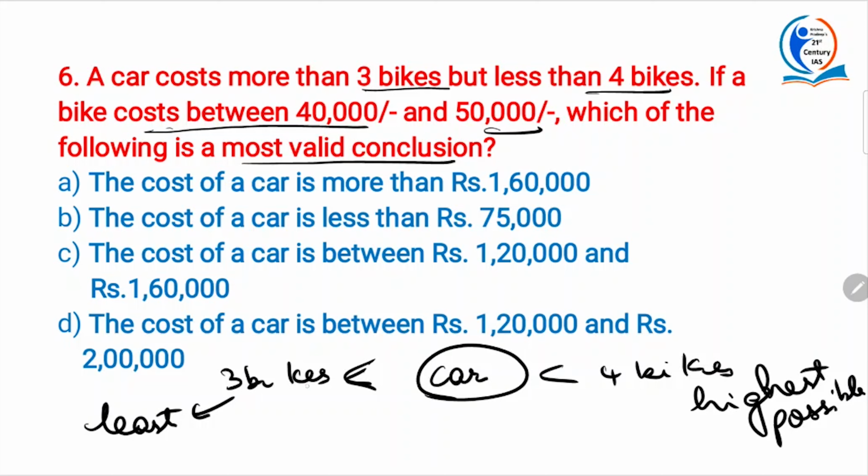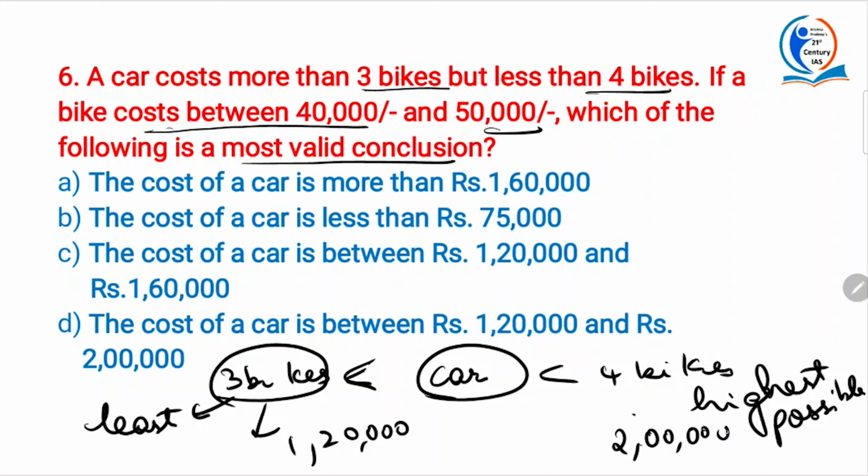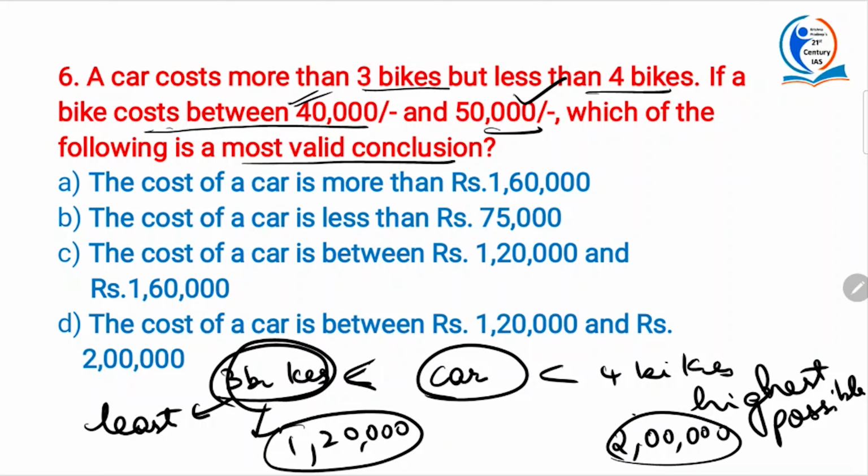Now what is the least possible value here? It is 3 into 40,000. How much is it? 1,20,000. What is the highest possible value? It is 50,000 into 4. That is rupees 2 lakhs. Okay, because the least value of the cost of bike is 40,000 and the highest cost of bike is 50,000. All right. So the least possible value is 1,20,000 and highest is this much, right?